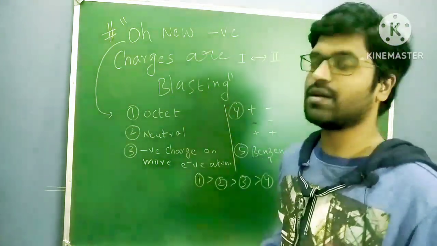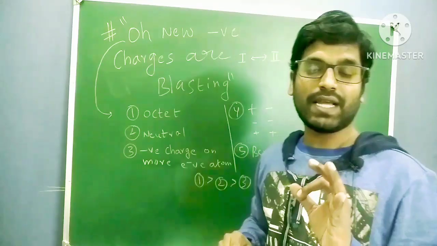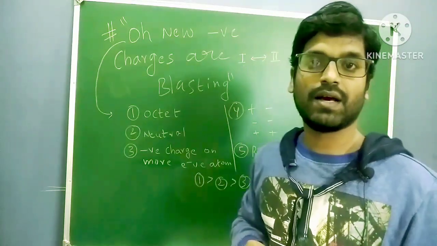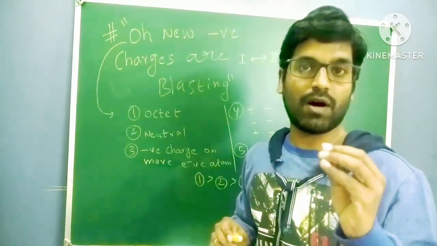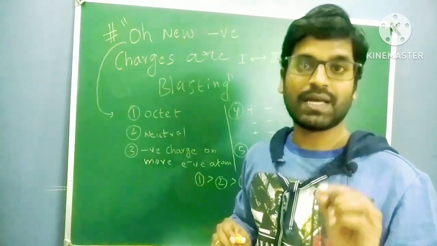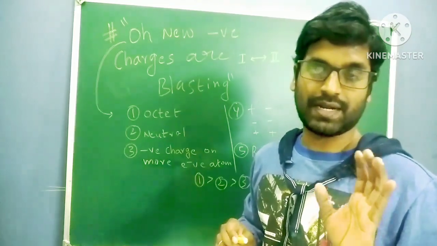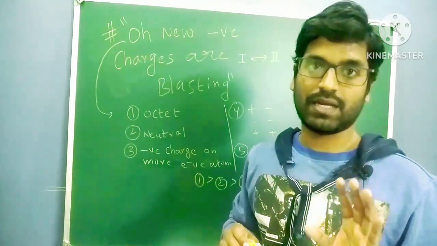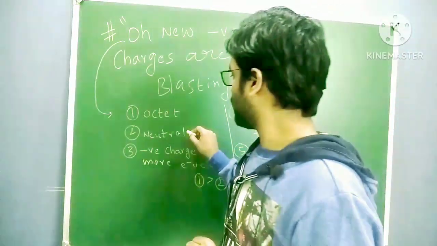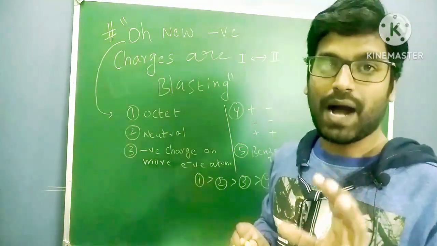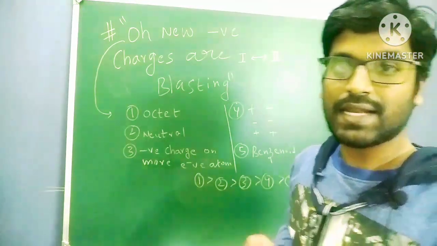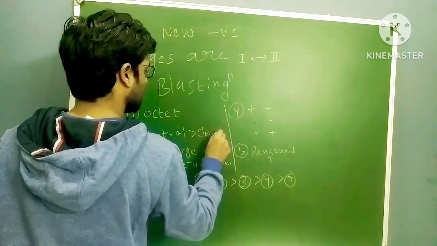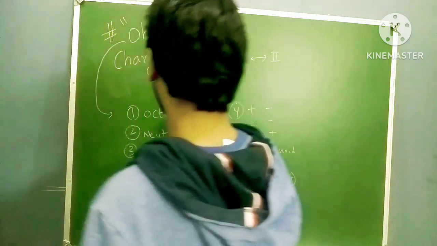First of all, you have to check the octet. Octet means whether every atom of that particular molecule, suppose I'm checking the first structure, right? You have to see every atom of that first structure, whether every atom completed its octet or not. If every atom completed its octet, then that structure is very stable. This is the first one. Second, you have to see whether it is neutral or not. A neutral molecule is more stable than a charged one. I will give you examples.